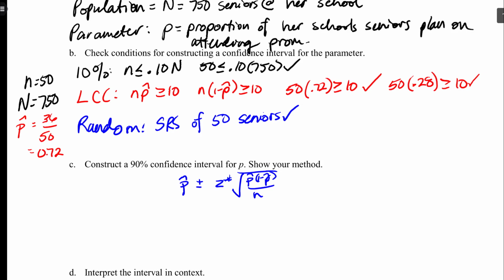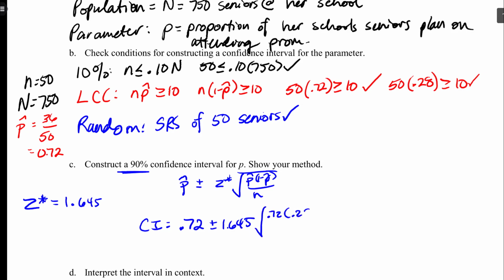And in fact, if you look up at your notes, we did find z star for a 90% confidence level already. At 90%, z star was 1.645. So let's go ahead and plug everything in to find our confidence interval. P hat was 0.72. Z star was 1.645. Take the square root of p hat, 0.72, times 1 minus p hat, 0.28, and then I divide that by my sample size of 50.